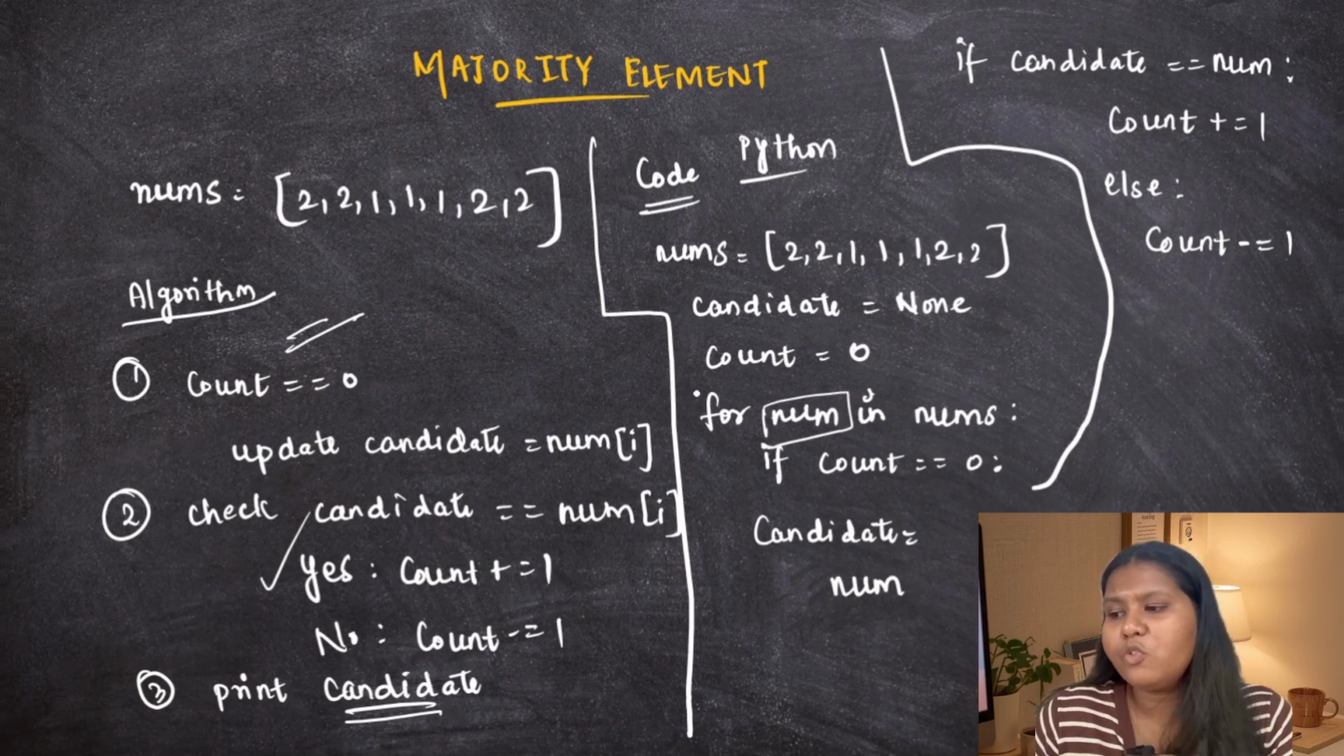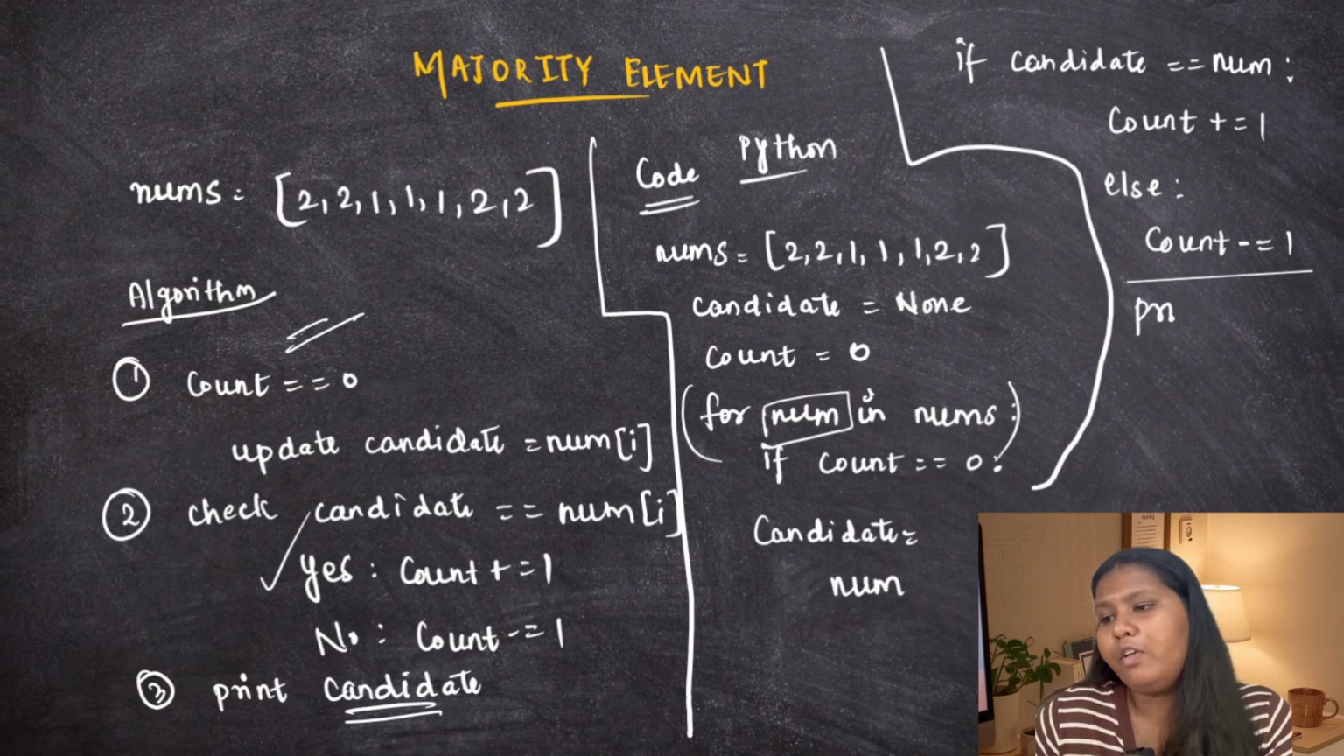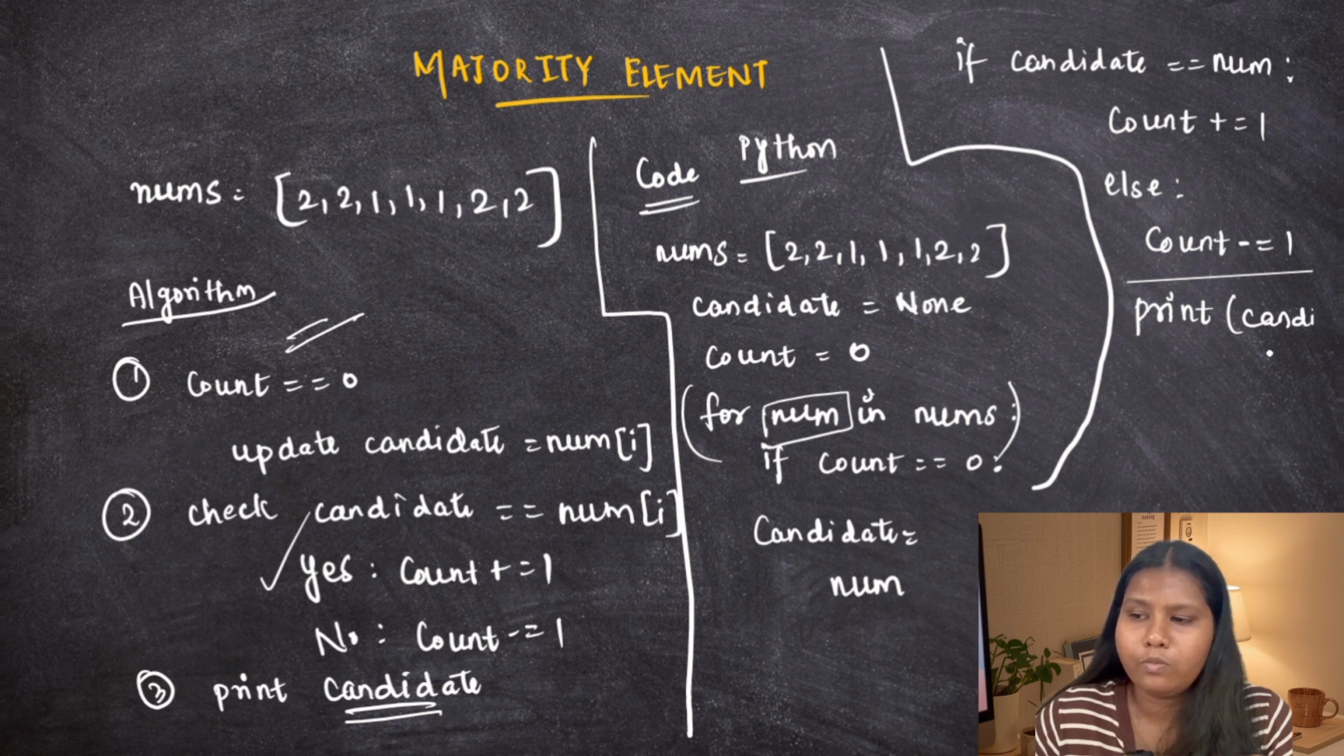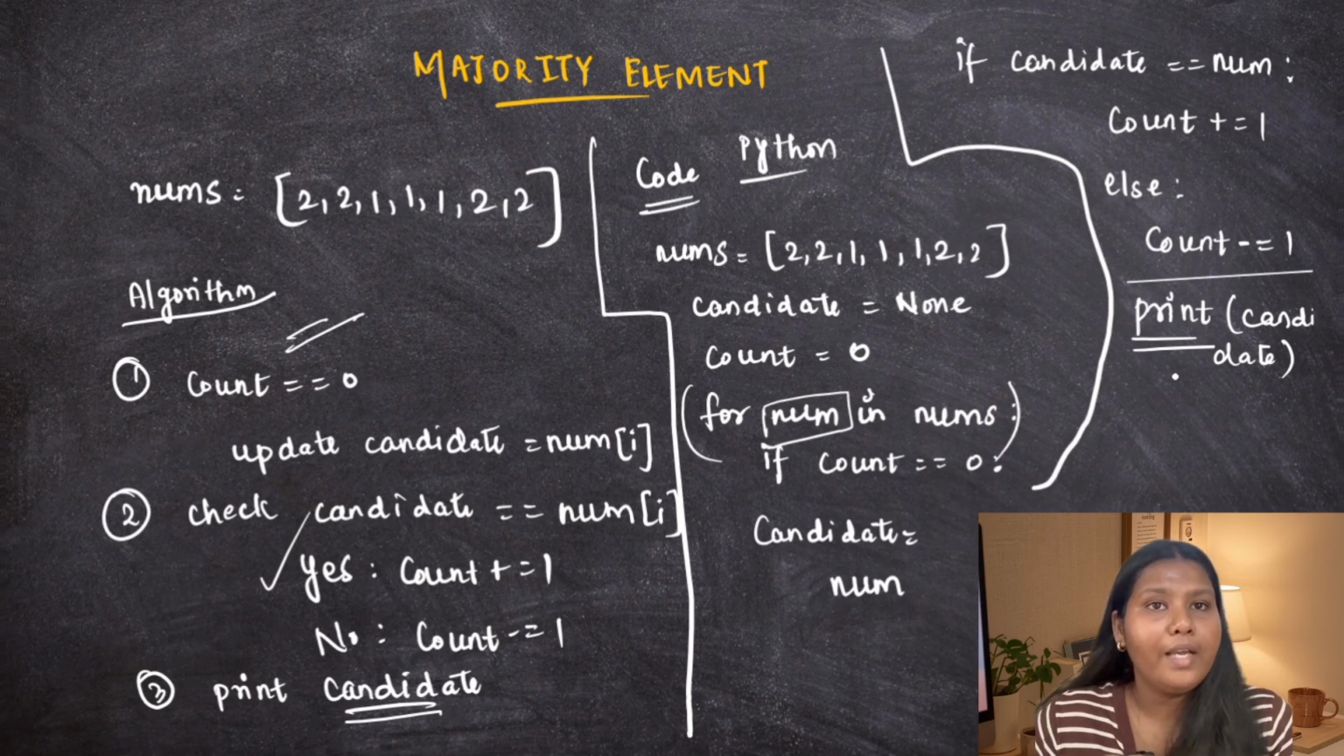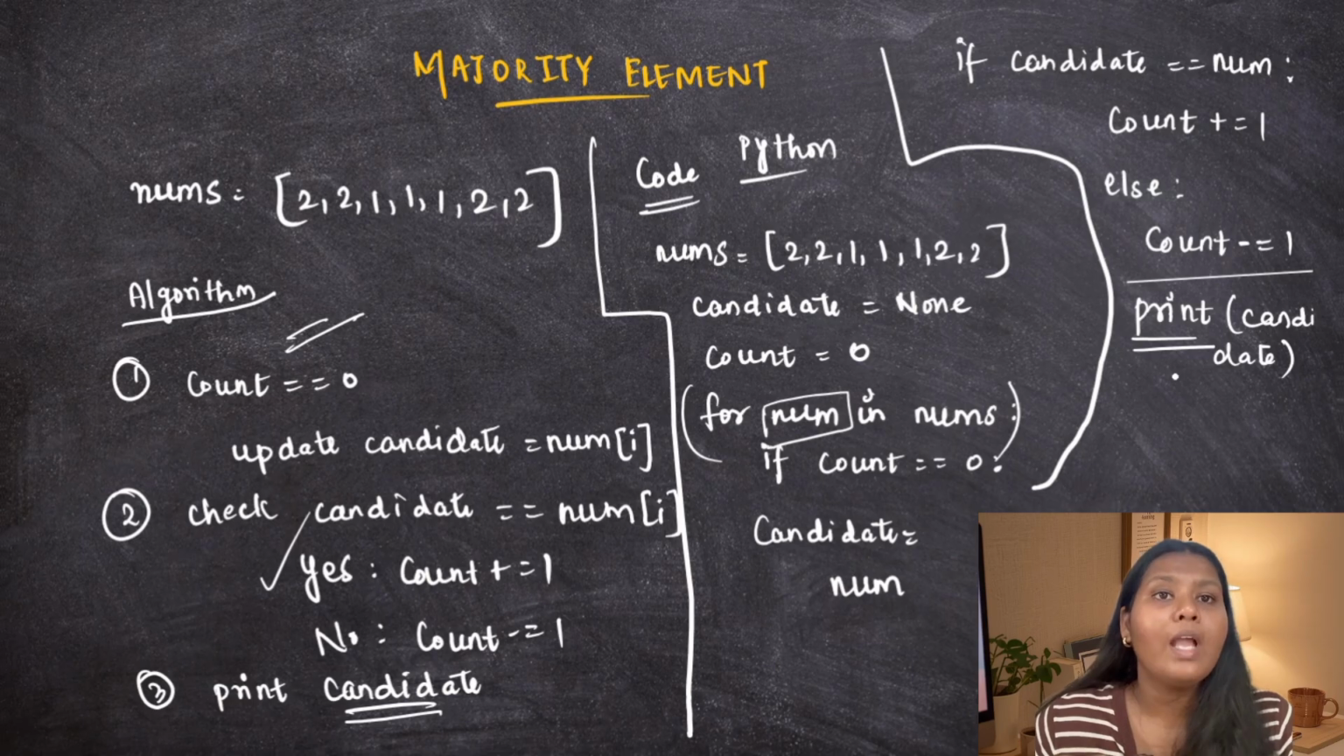Now after this for loop completes, all the process will come to an end, and finally we'll print the candidate value. So at this time the candidate will have the value 2 because it survived all the other candidates. So first we had 2 and then again we had 1 and then again we had 2. So finally 2 will be stored in the candidate, which is the majority element, and that gets printed.